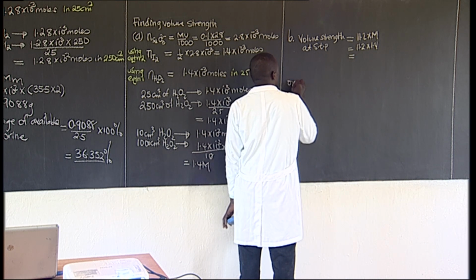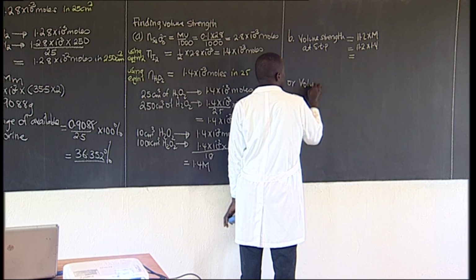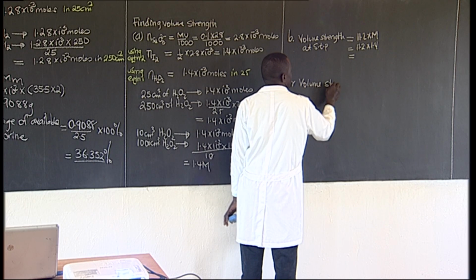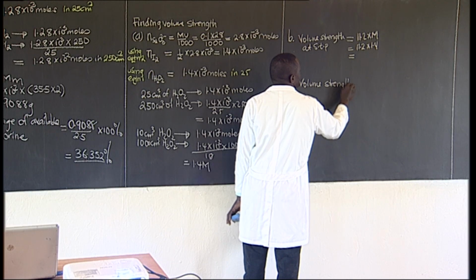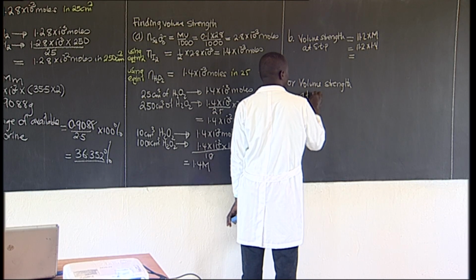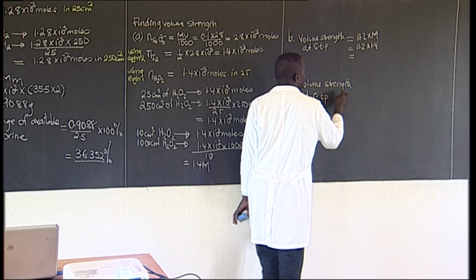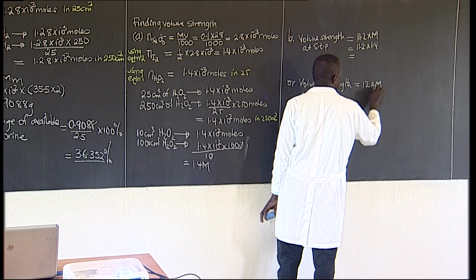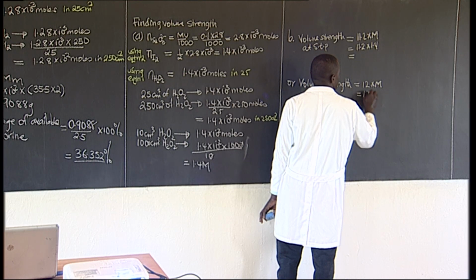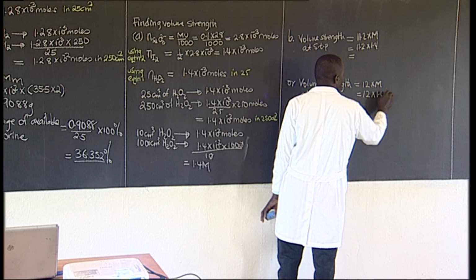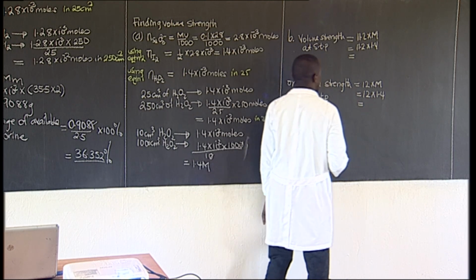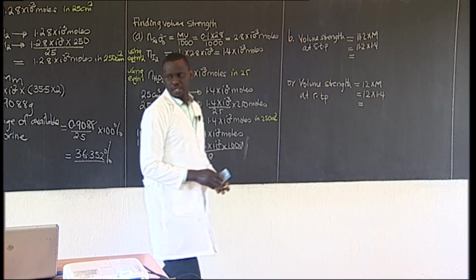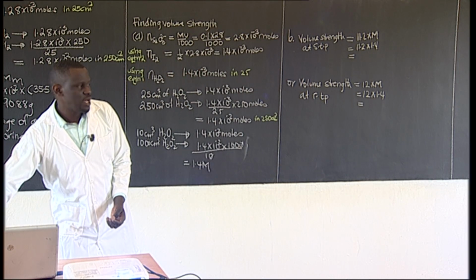Or volume strength at room temperature will equal 12 times the molarity. So we shall have 12 times 1.4. So you calculate and give us the answers very quickly. So that's what we have.